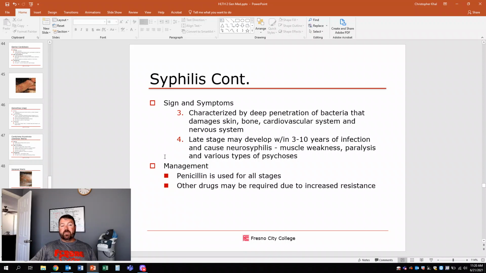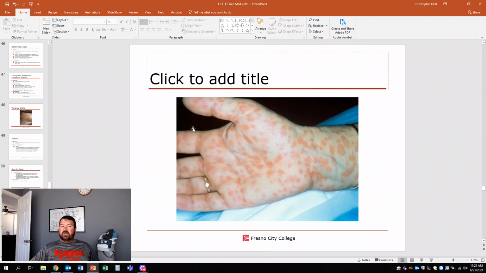Stage 3 is characterized by deep penetration of bacteria that can damage skin, bone, the cardiovascular system, and the nervous system. And stage 4, late stage, may develop within 3 to 10 years of infection, and may cause neurosyphilis, muscle weakness, paralysis, and various kinds of psychosis. Management is penicillin. Other drugs may be required due to increased resistance. But usually you get it early and it's not going to go to stage 3 and 4. And there's what it looked like right there.